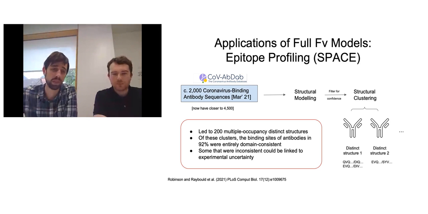But we fed them into the structural modeling, the Fv structural modeling process, filtered for the set that we think are modeled most accurately, and simply clustered them just on their backbone topology. So no chemistry going on here, literally just saying which antibodies have similar shapes to one another.